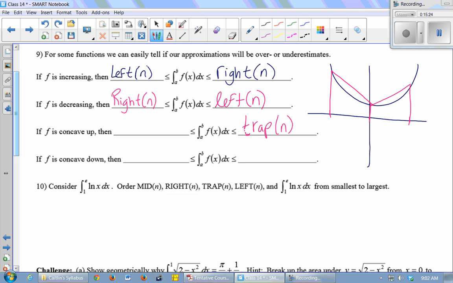Yeah, the midpoint if it's concave up. So if we find the midpoint and use that as my rectangle, how can you tell that that rectangle would be an underestimate? Yeah, there's more area here that I'm not accounting for than extra area I added if it's concave up. So mid will always be below. And it reverses if it's concave down. Trap will always be below, and mid will always be above.